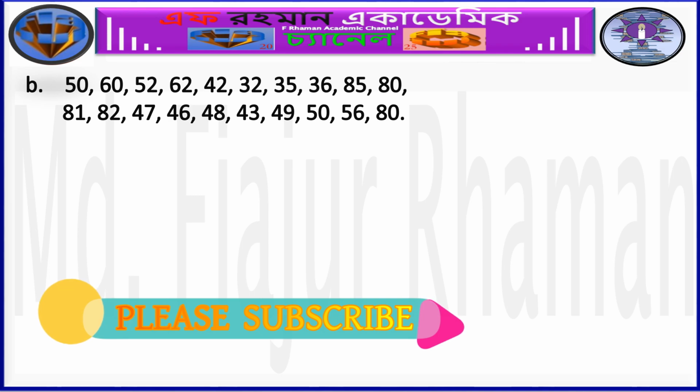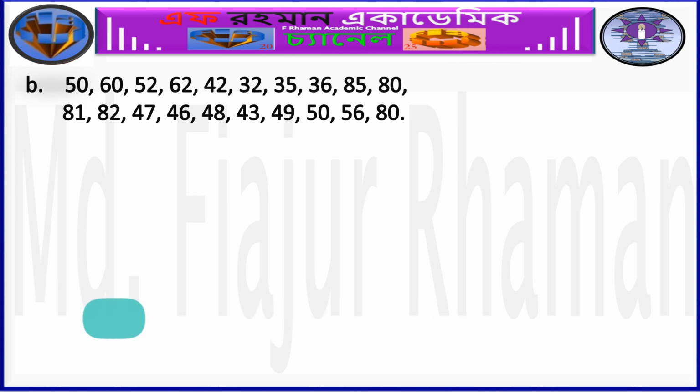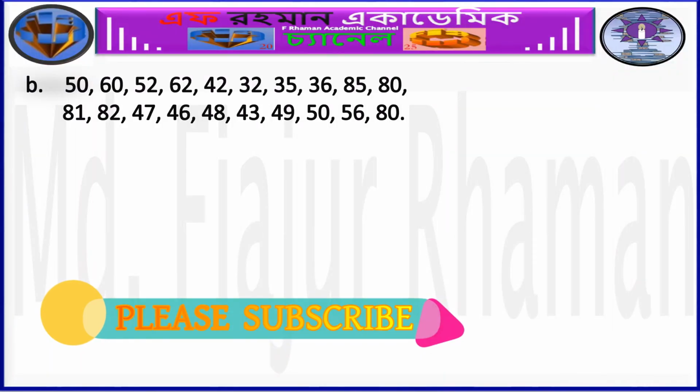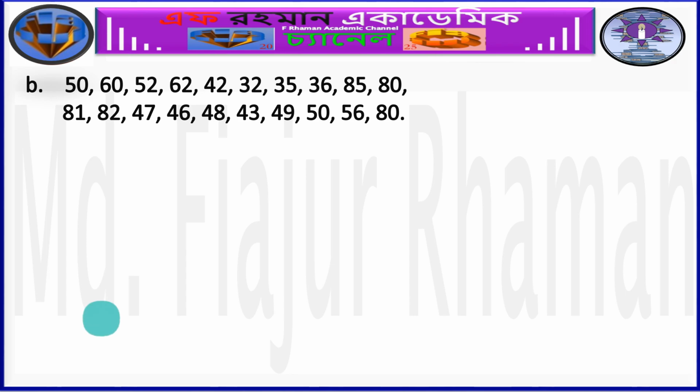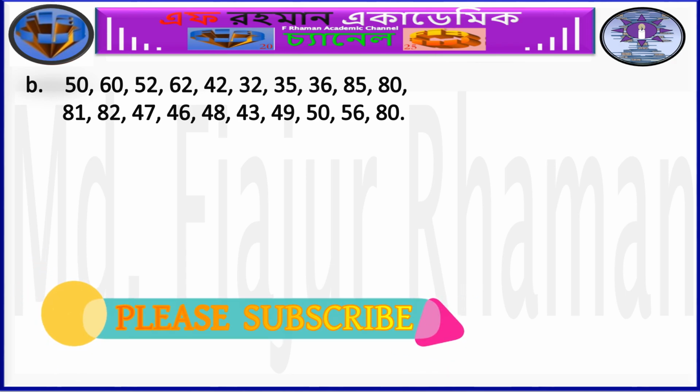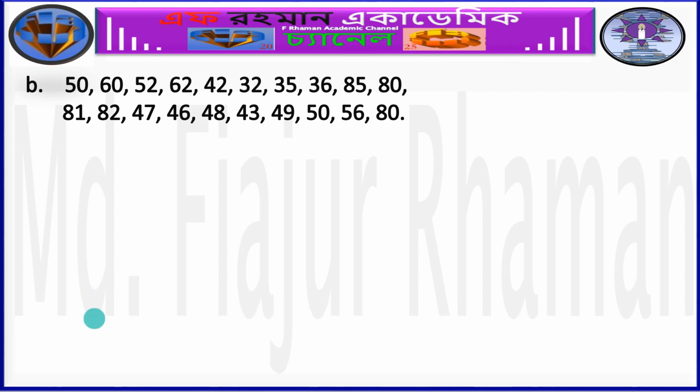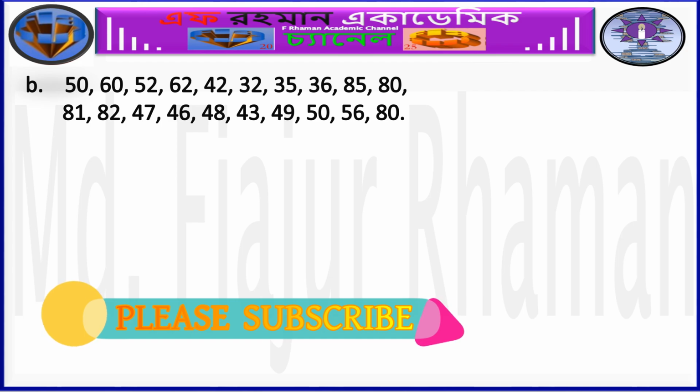That's why we have to determine the number of classes first, and the number of classes is obtained from range and class interval. Since class interval is given as 5, we have to calculate range. To determine the range, we have to calculate the highest and lowest values among the given data.